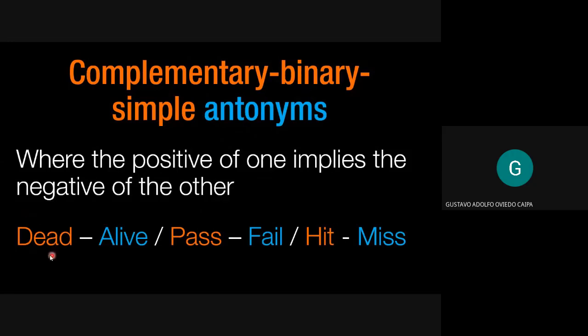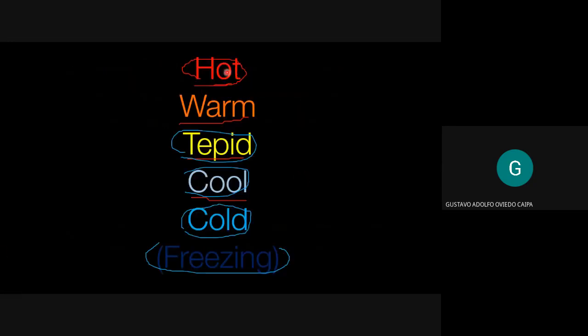Because we can say that when something is not dead, it is alive. And if it is not alive, it is dead. If you don't pass, that means you fail. And if you didn't fail, you passed. You see? That's the difference. But with these ones, if something is not cold, it's not immediately hot. And if something is not hot, it is not immediately cold, because there are some states in between in which the object can be.